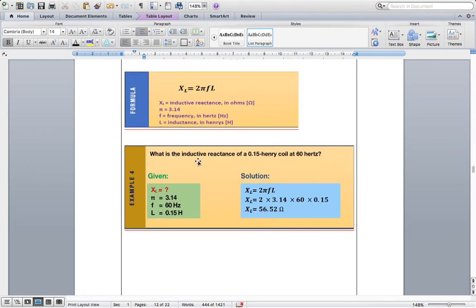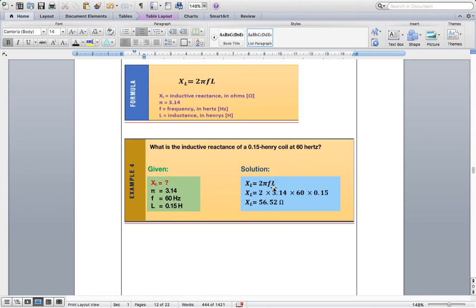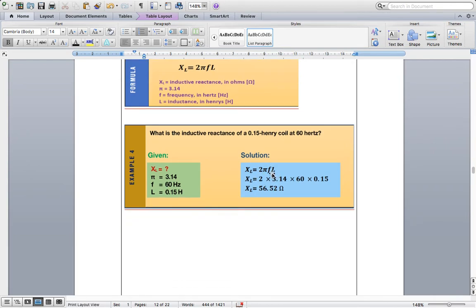Now, one question: what is the inductive reactance of 0.15 Henry coil at 60 Hertz? So just write the equation. XL is 2 pi FL, F is given 60, L is given 0.15 Henry. Just substitute. Write the equation first, 1 mark. XL, substitute the value 2 pi, which will be given in the question, 3.14. Or just study pi, the value of pi is 3.14. Multiply F is 60 Hertz into L is 0.15.